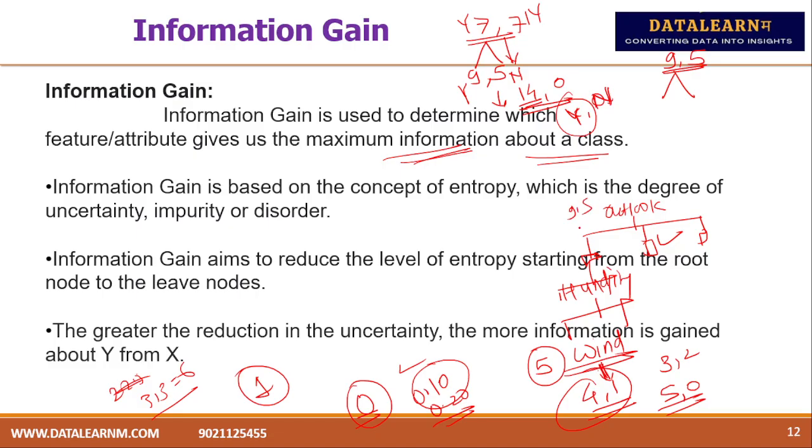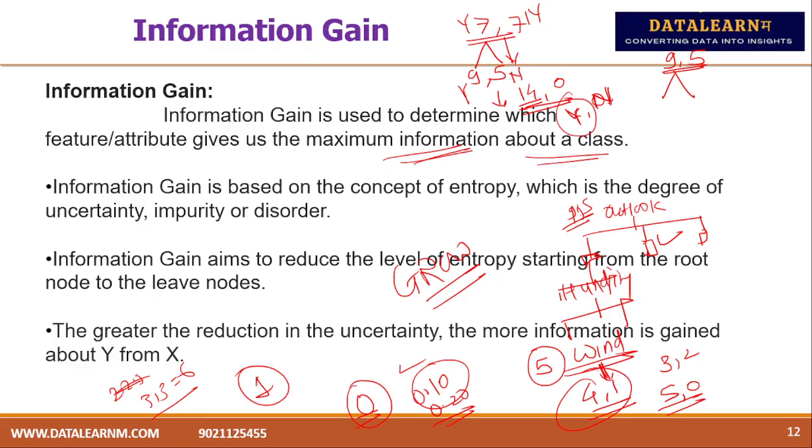Initially it was 9 yes, 5 no, and you keep distributing until you get to 3, 0, 2, 0, 2, 0, 3, 0. And the tree will grow. The growth of the tree will continue until you get less impurity or less entropy. So entropy will range between 0 and 1 only, sir. Only between 0 and 1, correct.